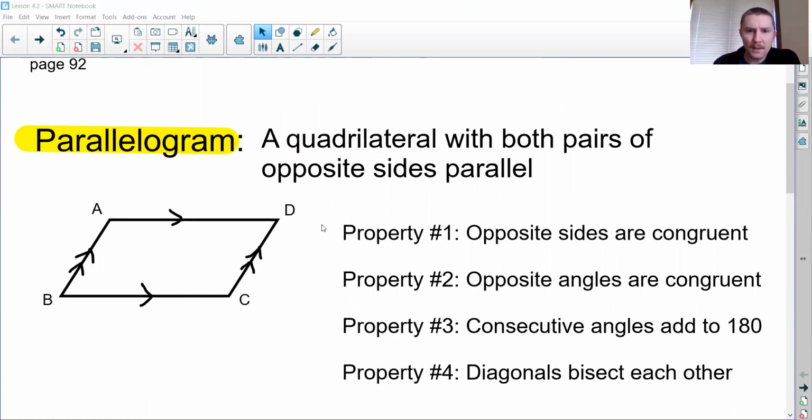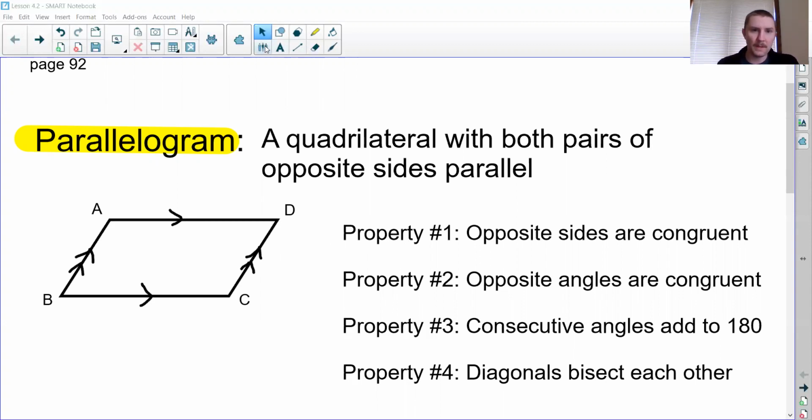Now, the key thing for today is four properties, okay? And we're going to go through the four properties of a parallelogram, and we're going to talk about what each one looks like in the parallelogram itself, okay? So property number one of a parallelogram is every parallelogram has not only the opposite sides parallel to each other, but the opposite sides are also congruent to each other.